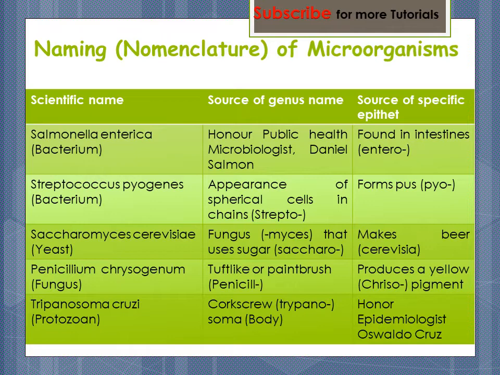Penicillium chrysogenum, brush-like or paintbrush Penicillium, produces a yellow crystal. Trypanosoma cruzi is a protozoan. Trypano means corkscrew and soma means body. The specific epithet is for the epidemiologist honored, that is Oswaldo Cruz.